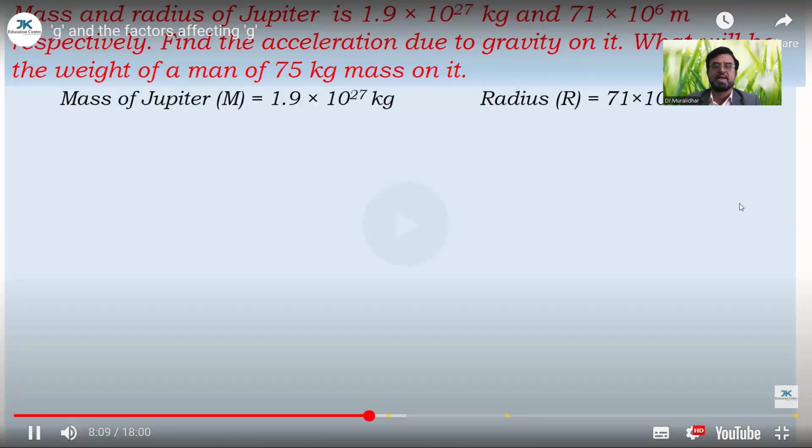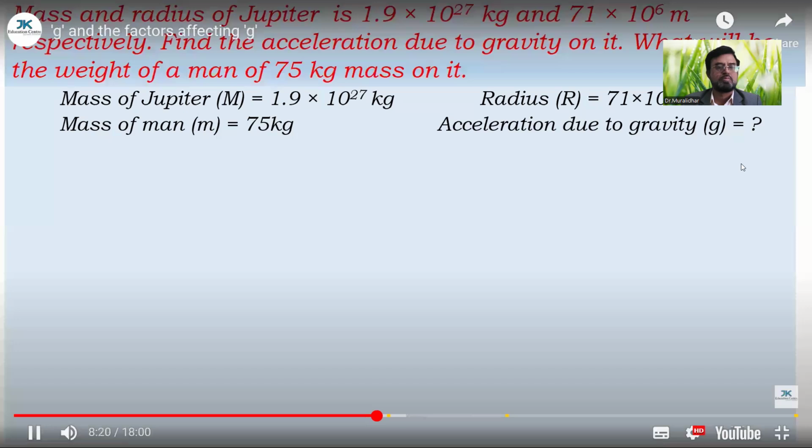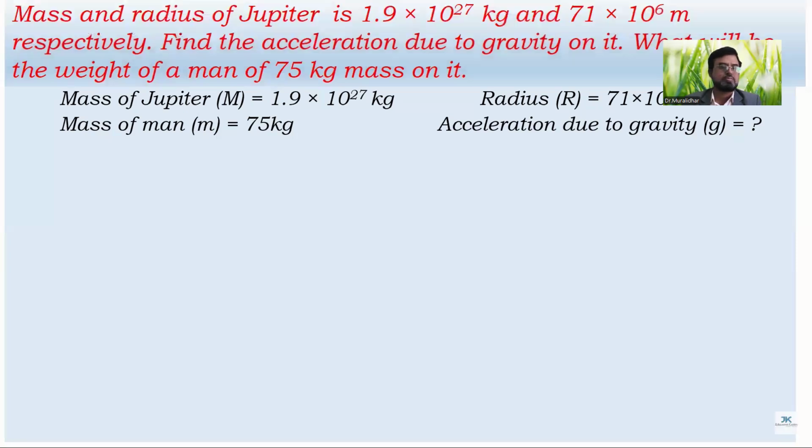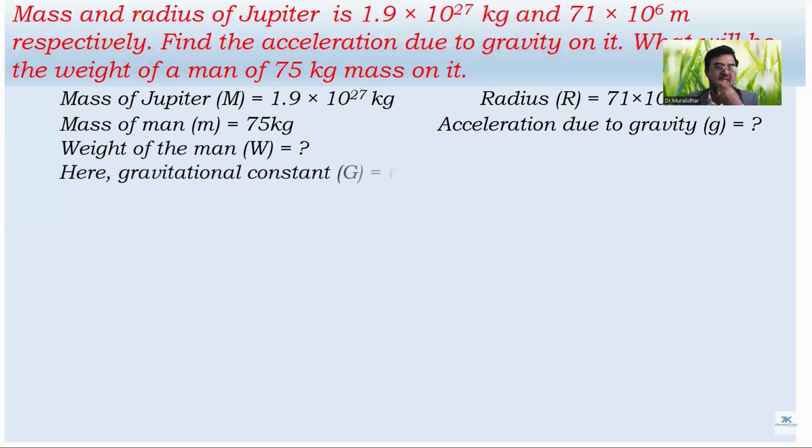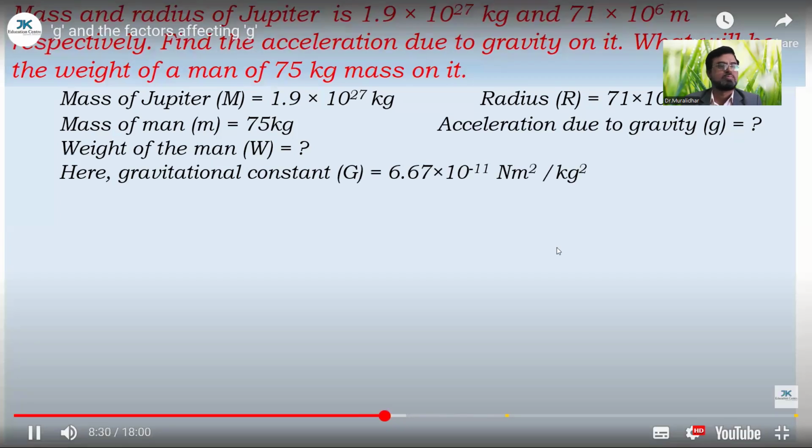First, we have to write the given data. Mass of Jupiter, capital M, is 1.9 into 10 power 27 kg, and the radius is also given. It is 71 into 10 power 6 meter. Now the mass of man, small m, is equal to 75 kg. Acceleration due to gravity, small g, is equal to what? And there is another question also. Weight of the man, W, is equal to what? Here the gravitational constant capital G is missing, that's why we have to write it ourselves.